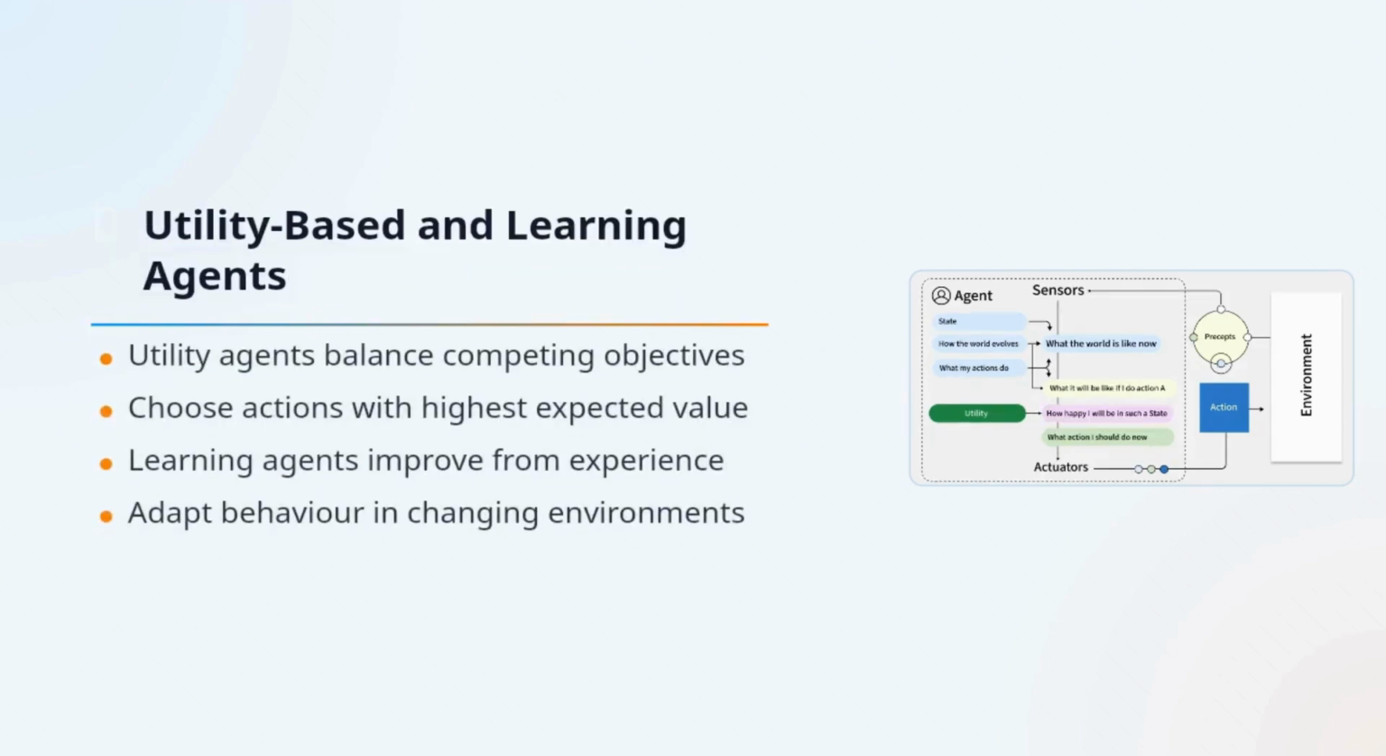Utility-based agents take planning one step further by scoring outcomes based on usefulness or satisfaction. This helps them make trade-offs when there are multiple goals, risks, or uncertainties involved. Learning agents are different because they improve with experience, adjusting their internal behavior over time. So one type optimizes value, while the other keeps getting better as it learns.